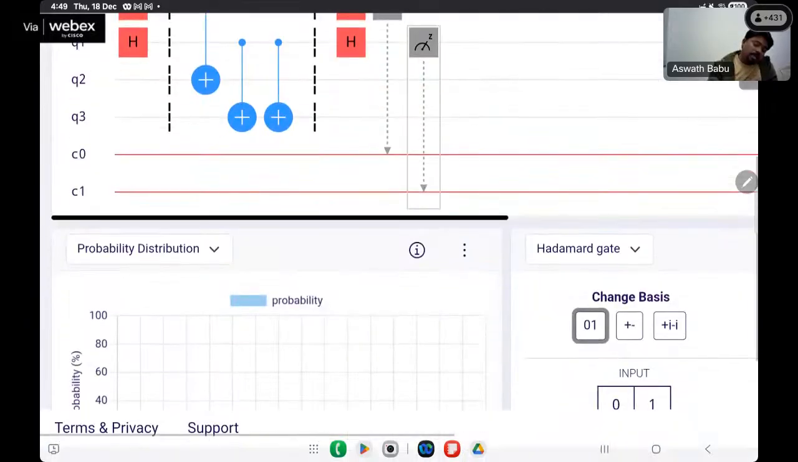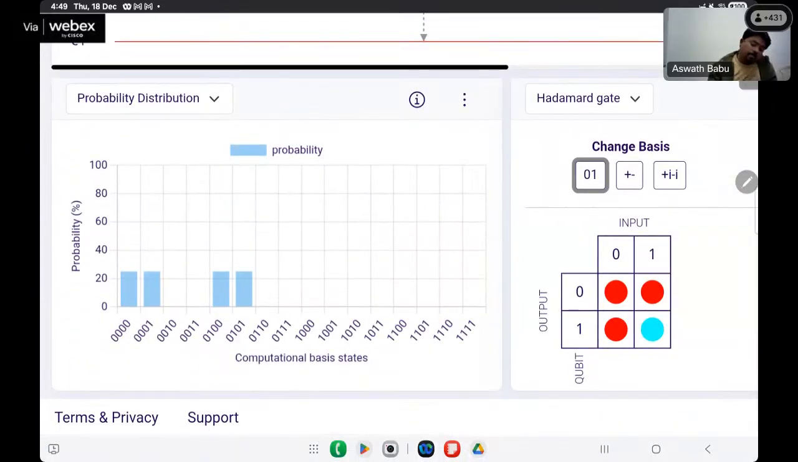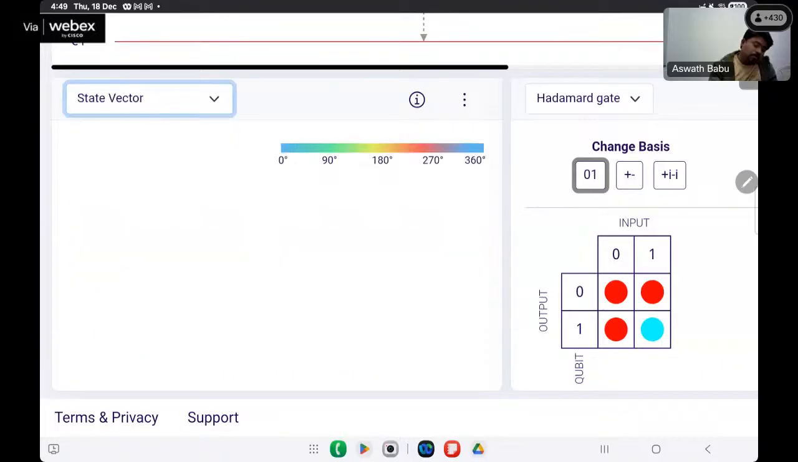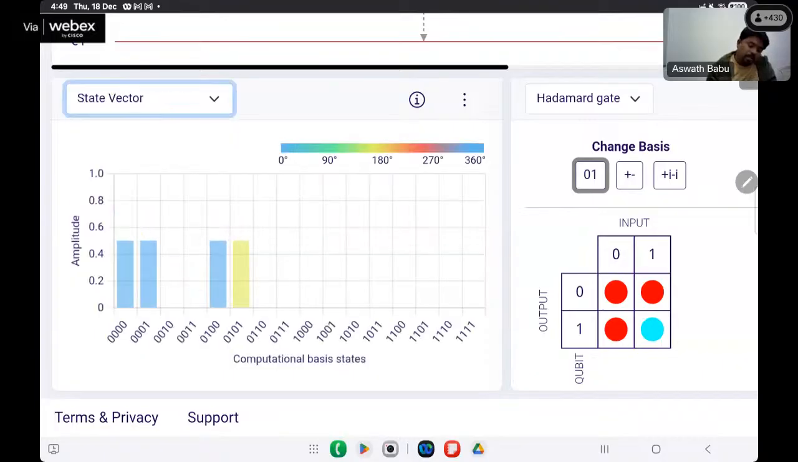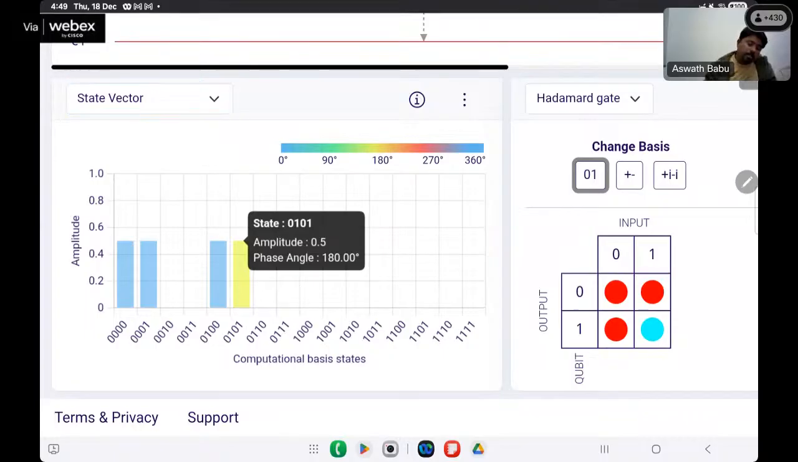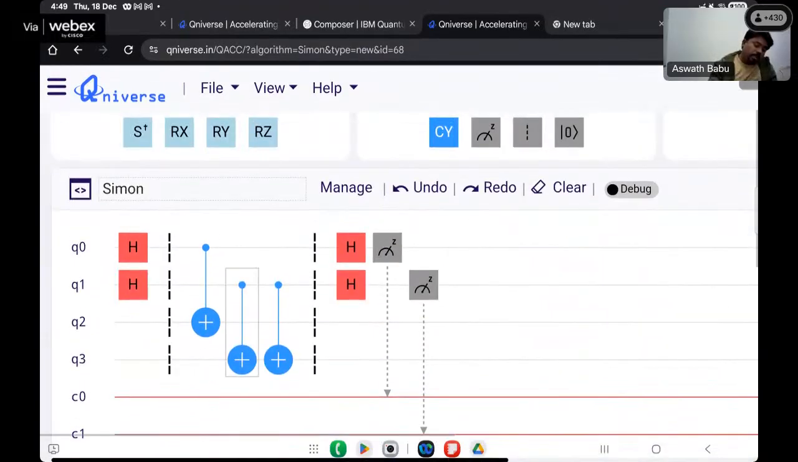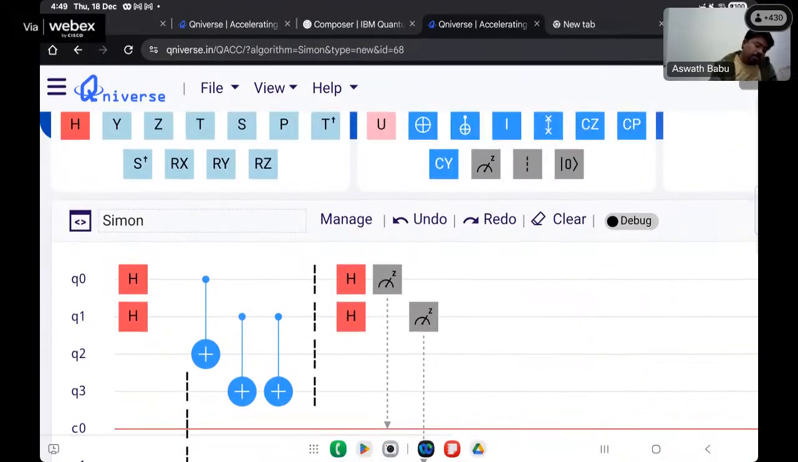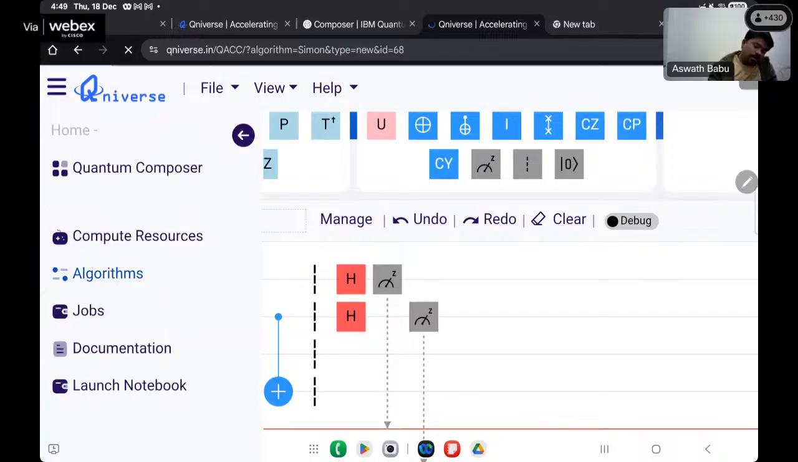So I should be getting the output. The probability output is a state vector. Here you see 01, which is the state 10 in reverse order. That is the one with a different color, and from there we will make out the s. Let me go further and implement it for a higher number of qubits.